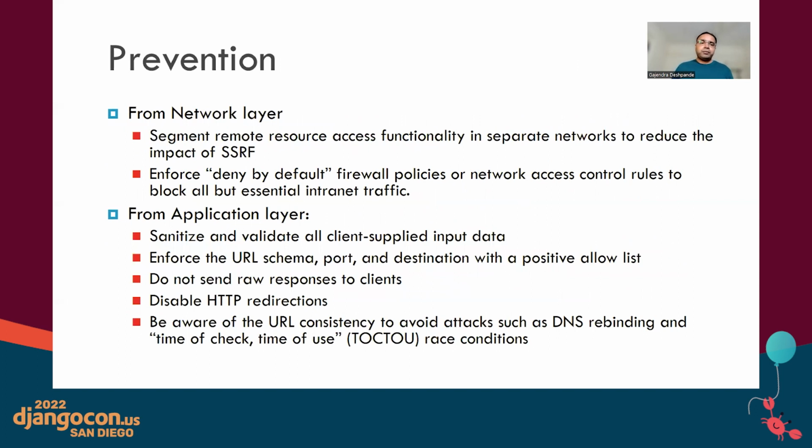Now, there is prevention from two layers. First one is from the network layer and second one is from the application layer. From the network layer, segment remote resource access functionality in separate networks to reduce the impact of SSRF. Then the second one is to enforce deny-by-default firewall policies.